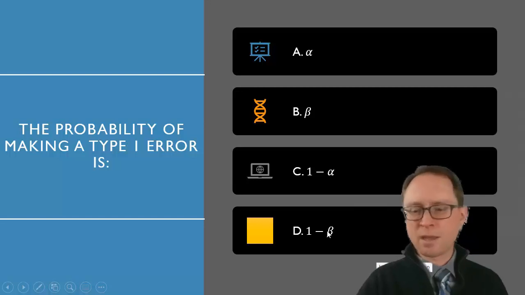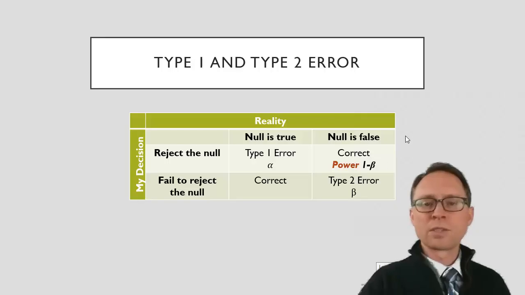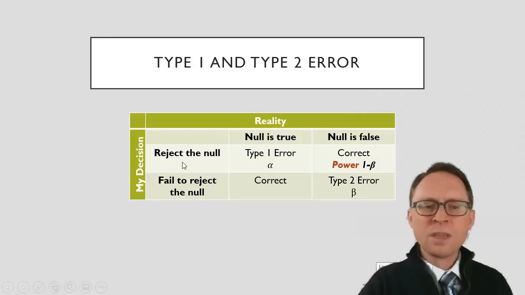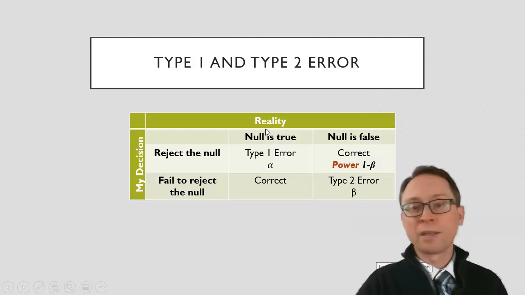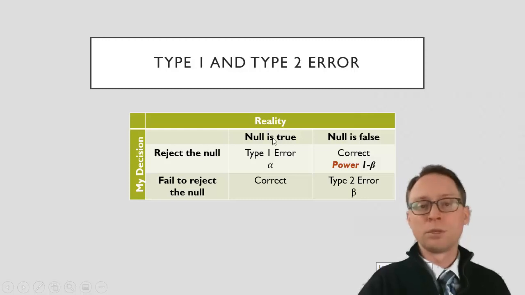Now, what am I talking about? Let's go ahead and take a look at this. Do you remember these concepts? This is the type 1 and type 2 error chart that we've looked at before. This is your decision. You're either going to reject the null or fail to reject the null hypothesis. But in reality, the null is either true or it is false. Now remember, we don't know what reality actually is. We don't know if the null is true or if the null is false.